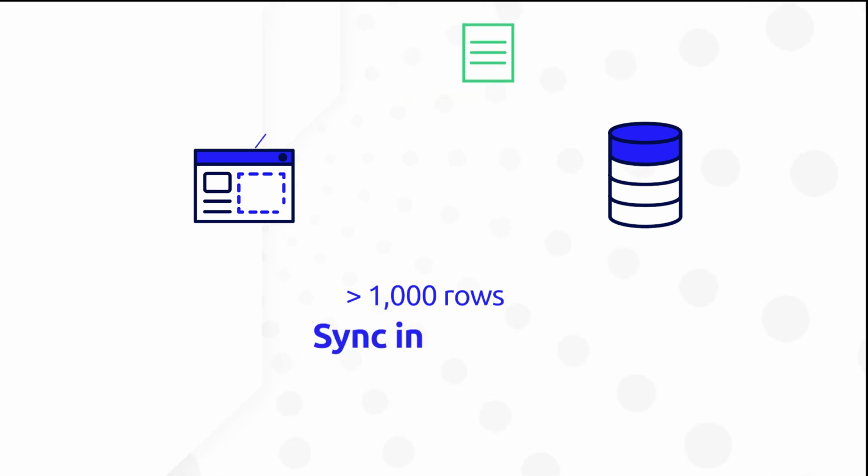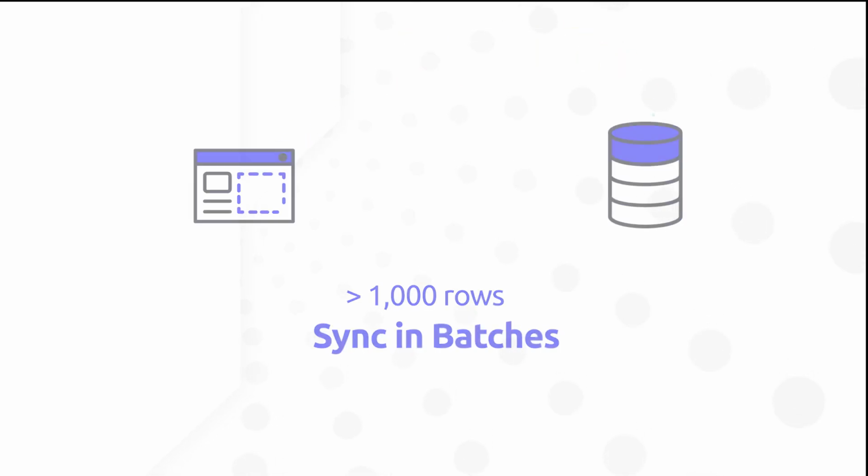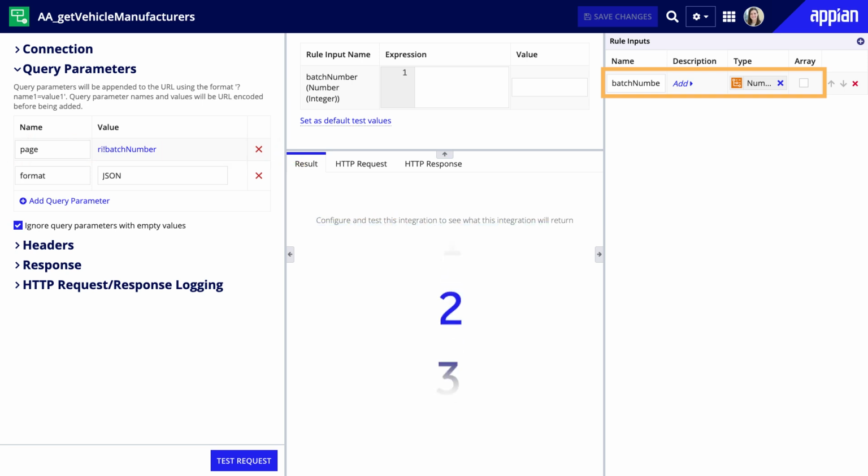When you're creating a service-backed record type and you need more than 1,000 rows of source data, you need to enable syncing in batches because only 1,000 rows can be synced at a time. This works by passing in a rule input for the batch number. Each batch, Appian will increase the batch number by 1 to get the next 1,000 rows. It keeps syncing until a successful call returns no data.